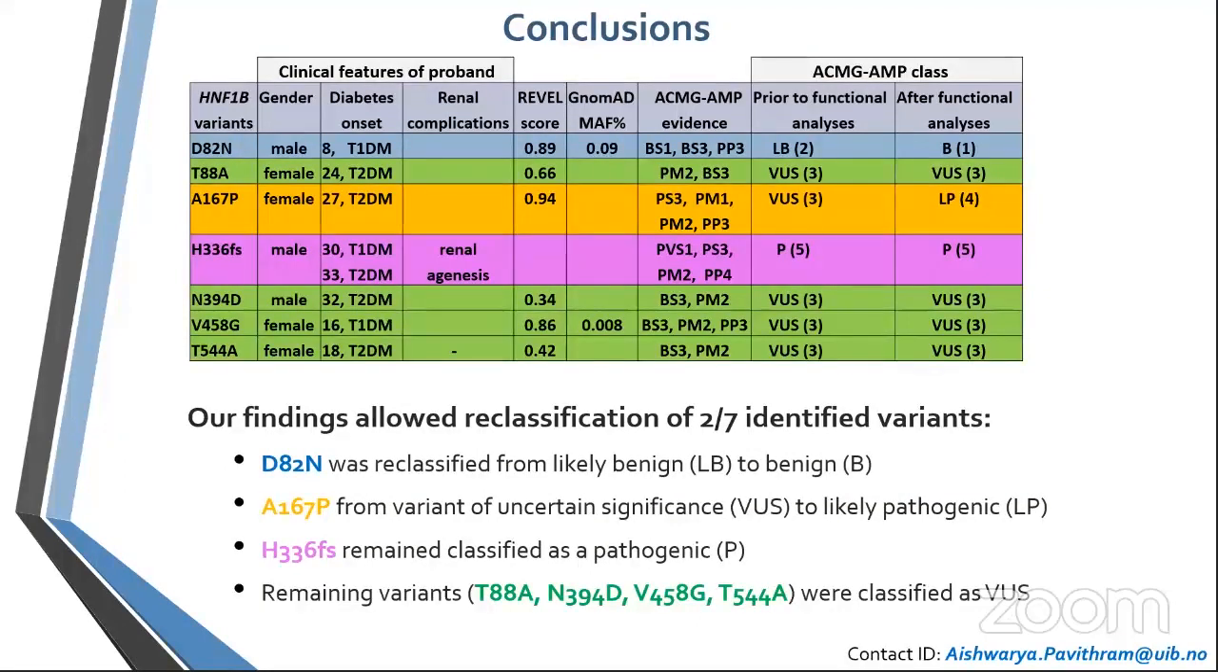Finally, the remaining 4 variants demonstrated near to normal HNF1B activity, and thus we could not really conclude much on these variants, and they still remain classified as VUS. To conclude, our studies underscore the importance of functional evidence in the reclassification of VUS variants, and we hope our study would add value to the affected subjects and their families, leading to a better diagnosis and treatment. Thank you.